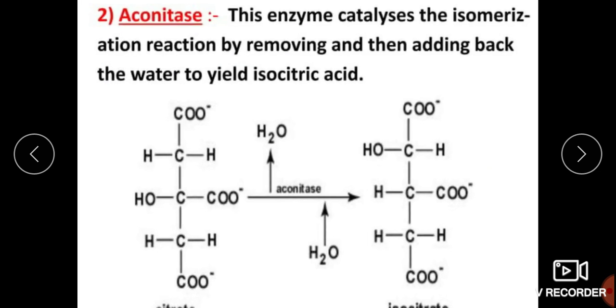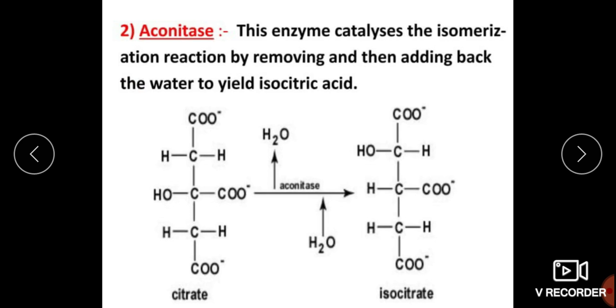Aconitase: this enzyme catalyzes the isomerization of citric acid to isocitrate. It removes a water molecule and adds a water molecule immediately. So the isomer of citric acid is formed, that is isocitrate. The enzyme is aconitase.